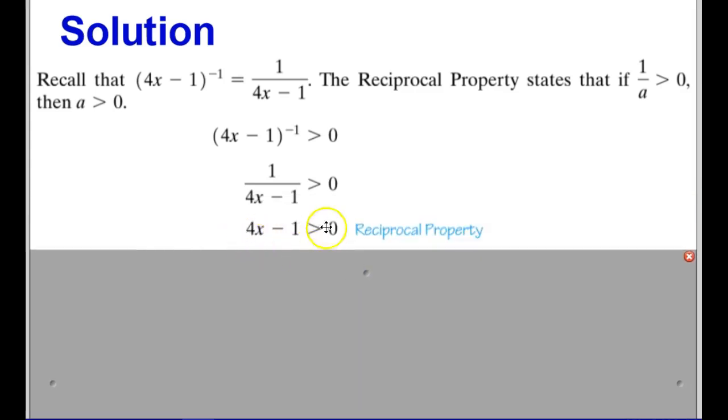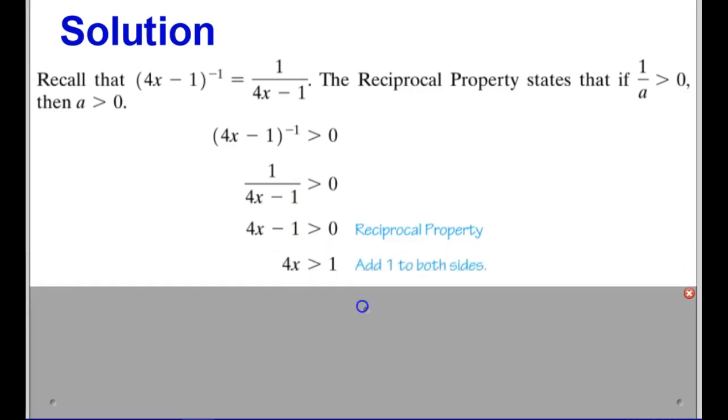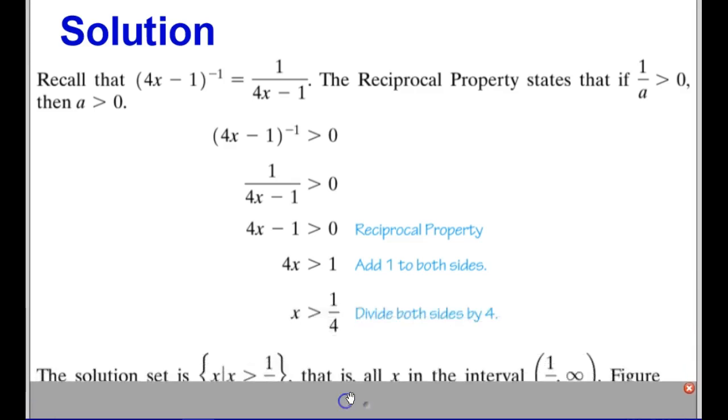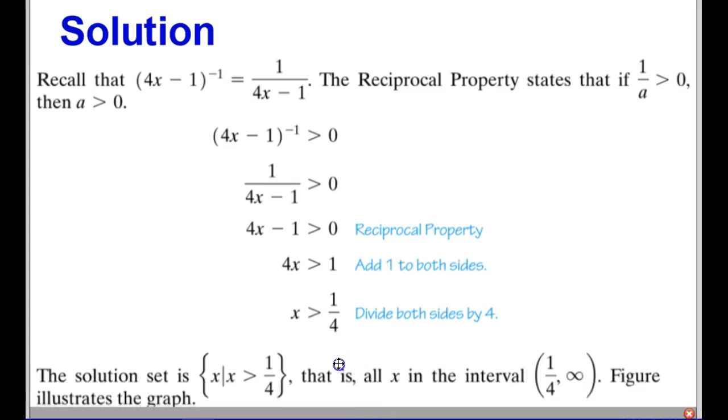So here's where I use my reciprocal property. Since I know this whole thing is greater than 0, I also know that the denominator itself is greater than 0. So this looks like a simple inequality that I can solve by adding 1 to both sides and then dividing by 4. So I end up with x being greater than 1/4. I can also write this in interval notation because I'm going up to infinity.